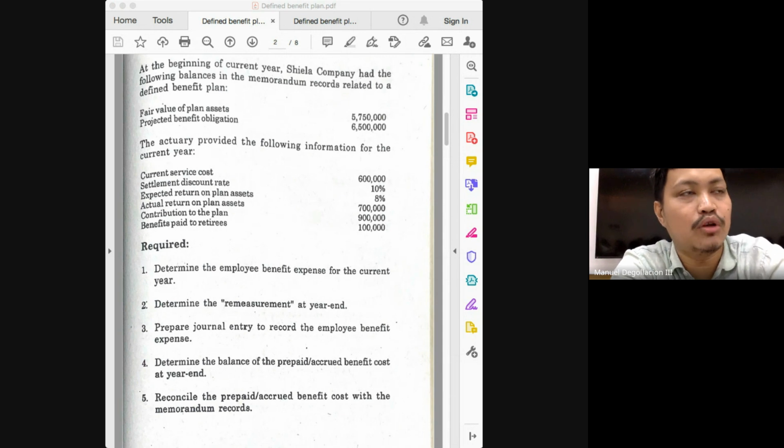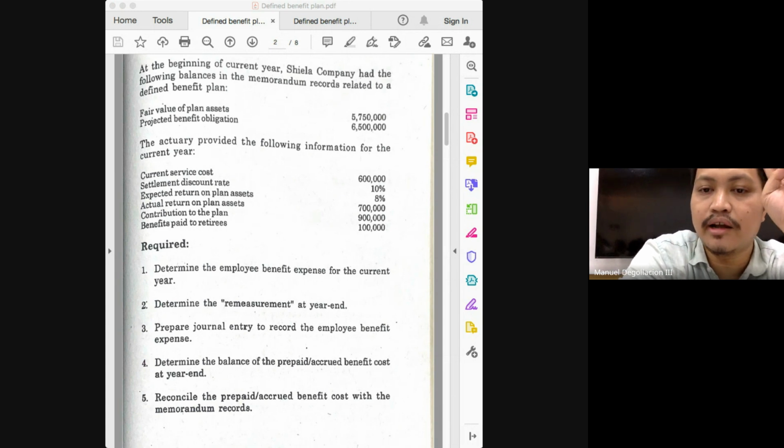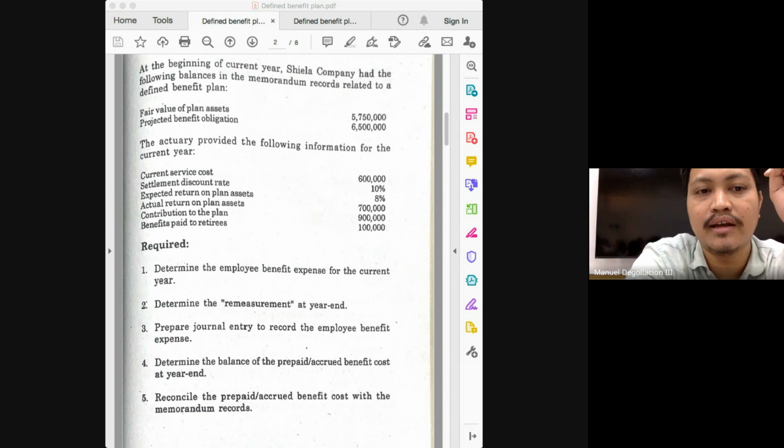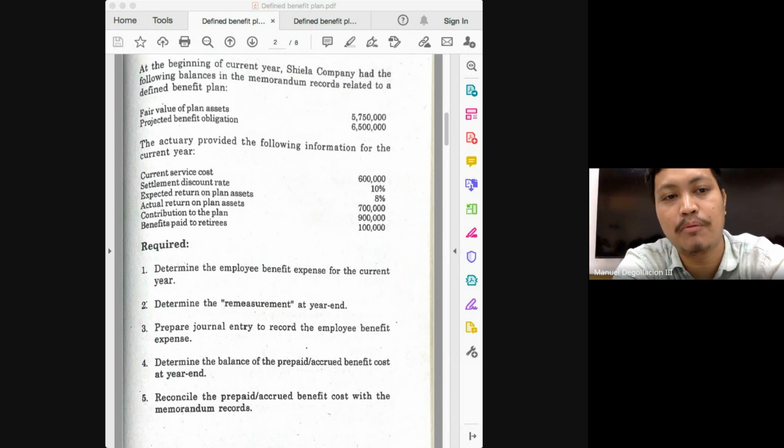So what will be the possible questions in this problem class? Number one, how much is your service cost? Number two, how much is your net interest? Number three, how much is your remeasurements? Number four, how much is your employee benefit expense? Number five, how much is your total defined benefit cost? Number six, how much is your FVPA? Number seven, how much is your PBO? And number eight, how much is the ending balance of your prepaid or accrued benefit cost?